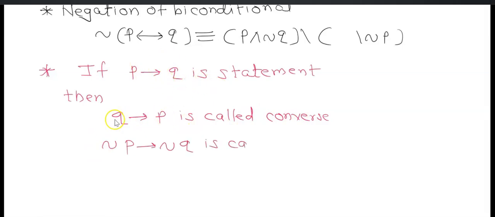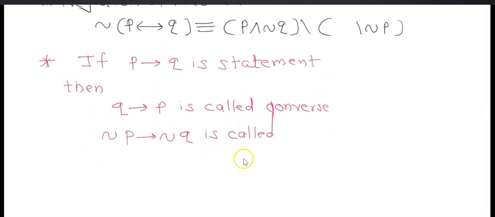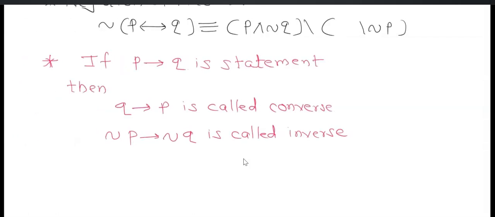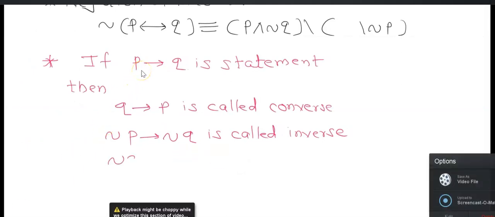That means we reverse it to Q implies P. The next is inverse. That is the negation of the given statement. See here: P implies Q is the given statement. If we apply negation, negation of P implies negation of Q is called the inverse. The converse is Q implies P.